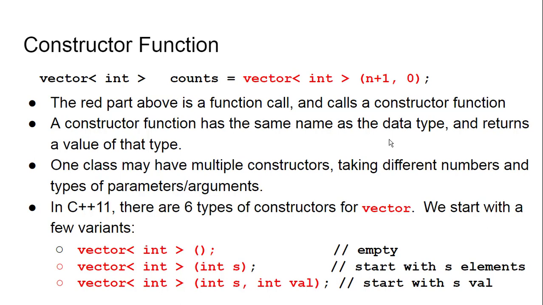If we provide 2 values, the first one is the integer, and the second one is the same type as the base type. In this case, it's also int. That means we want to create a vector starting with s elements, and each of them taking this initial value val.